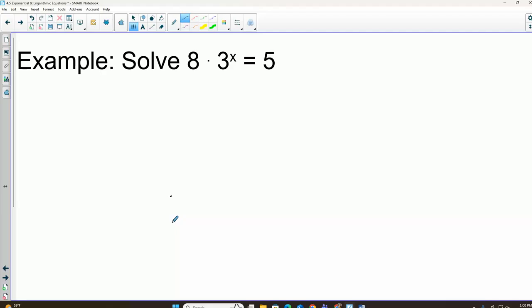Can I multiply the 8 and the 3? No, order of operations says you have to do exponents before you multiply. So what would you do with that 8? Divide it. So we have 3 to the x equals 5 over 8. Then what? Add a log. Do I have any benefit to add a natural log on this one? No. The only time that saves me any work is if it's an e.